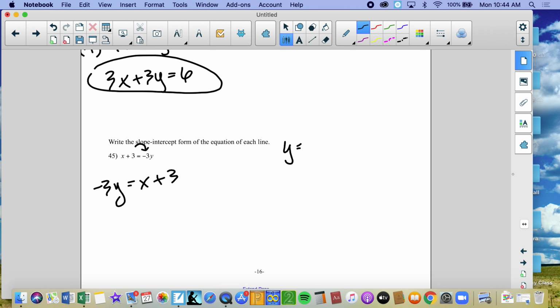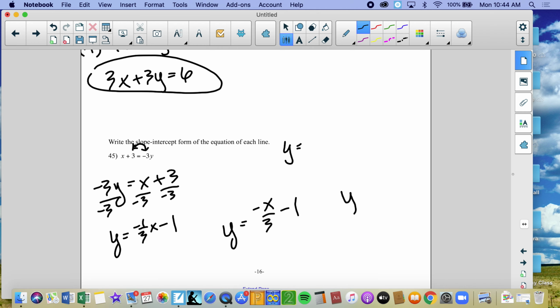I'm just going to flip-flop these left sides. I'm going to switch the equals just around, and then I'm going to divide everything by -3. And that gives me y equals -1/3 x minus 1. You also could have written y equals -x over 3 minus 1. You also could have written y equals x over -3 minus 1. All three answers are correct and equivalent.